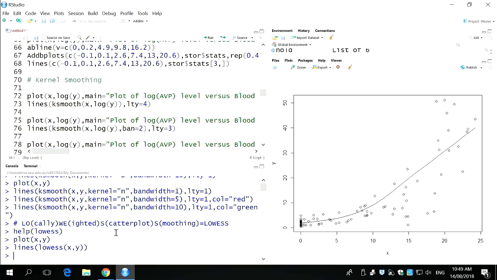When it moves off them, the window gets wider. And when it's up this end where the data's sort of spread apart horizontally, the window's quite wide. So it accommodates sparsity in the x direction by growing and shrinking the window appropriately.